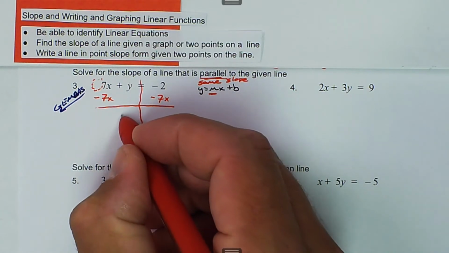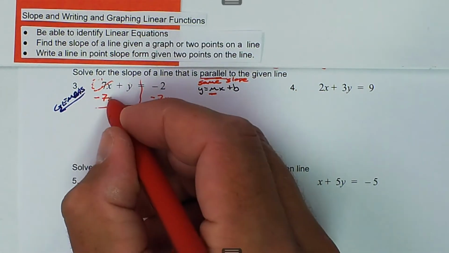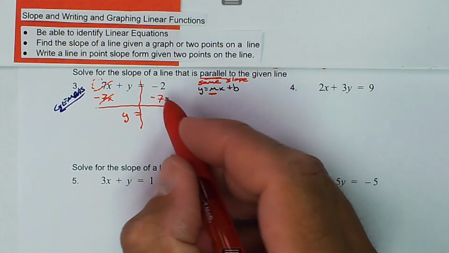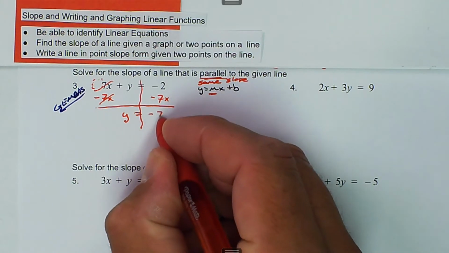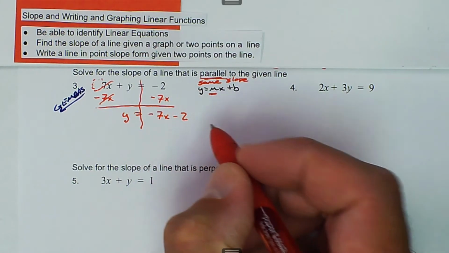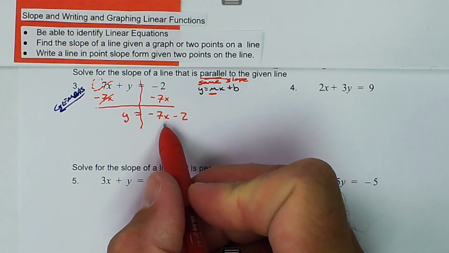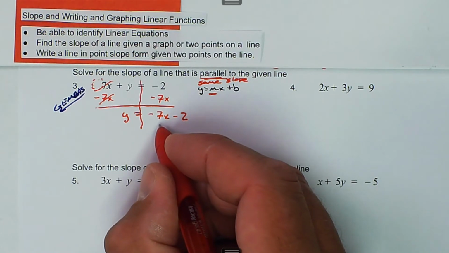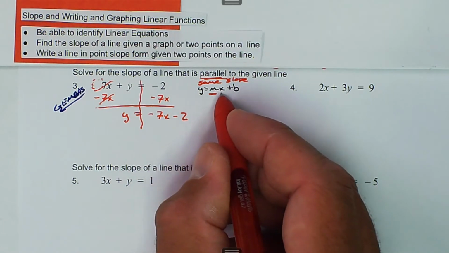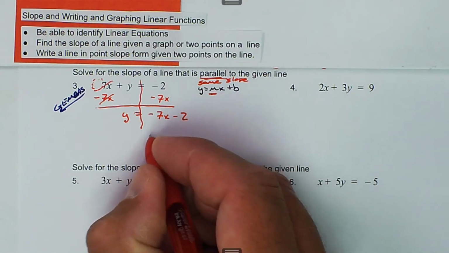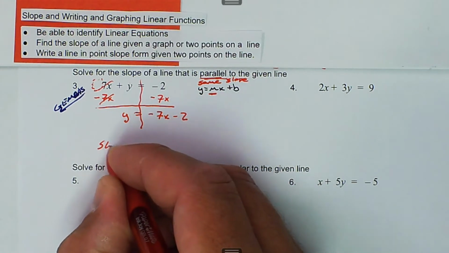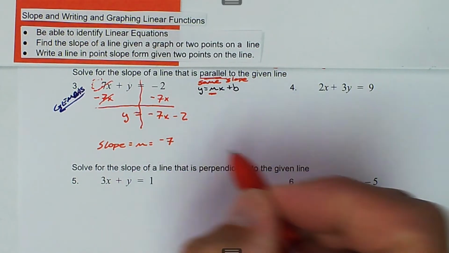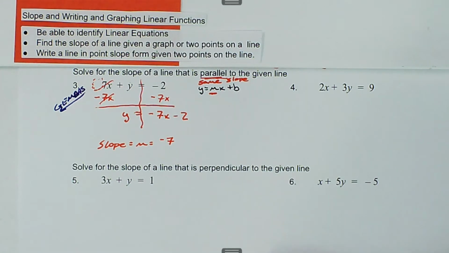7x. And then we get y is equal to our positive 7 and negative 7 cancel. And then we have a negative 2 minus 7x, so we get negative 7x minus 2. So in this case, our given slope is negative 7, because we're looking for the coefficient in front of the x. So slope is equal to m, which is equal to negative 7 for this one. So that would be the parallel slope to that line.